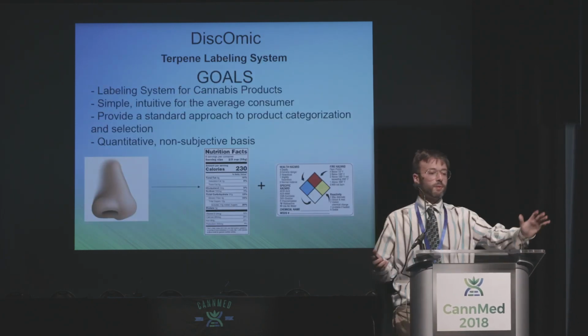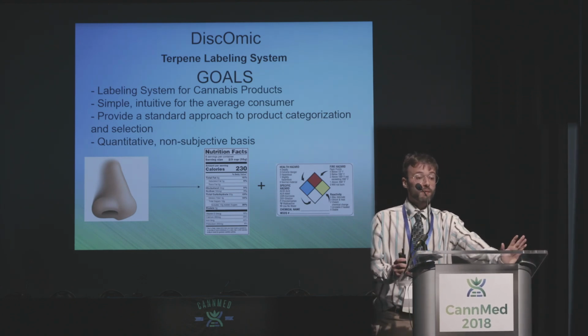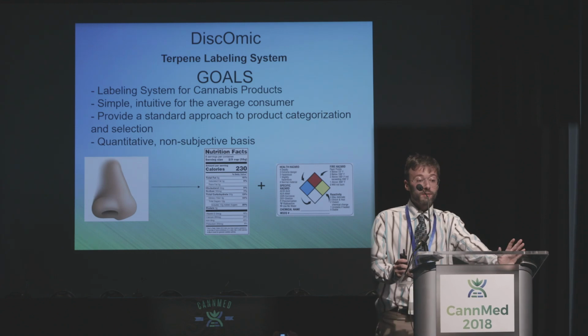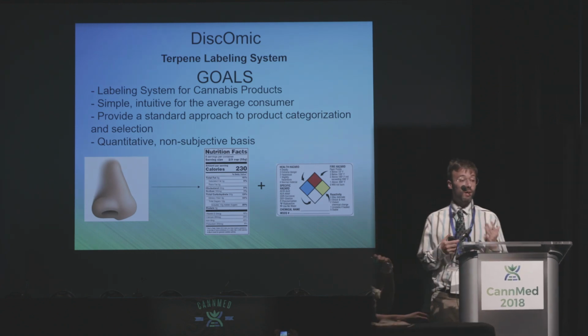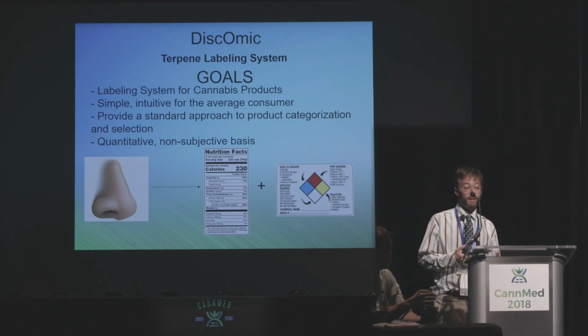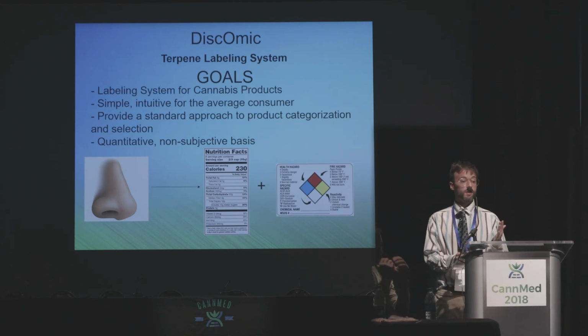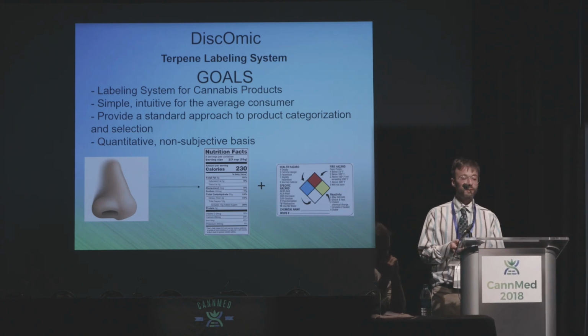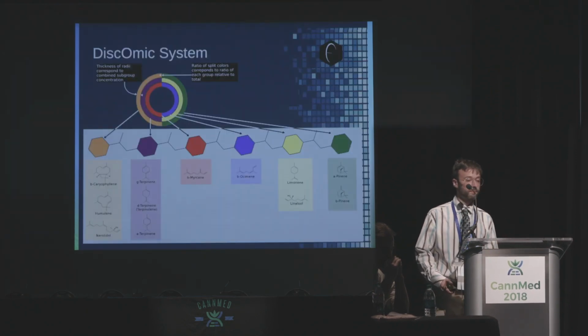So all this comes to the labeling system. Our goal was to create a label that would be simple and intuitive for the average consumer. It would provide a standard approach to product categorization and selection. It would take something that has been qualitative, the choosing of strains, usually by smell and taste, and turn it into something more quantitative and non-subjective, like we would see with a nutrition label or with a chemical hazard label, something easy to recognize, but also quantitatively based.